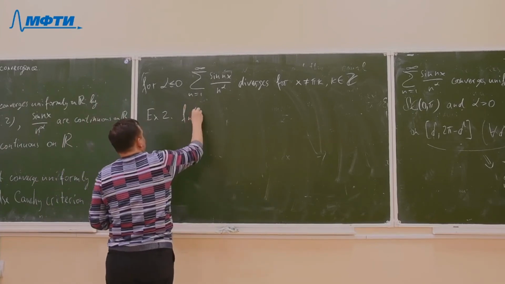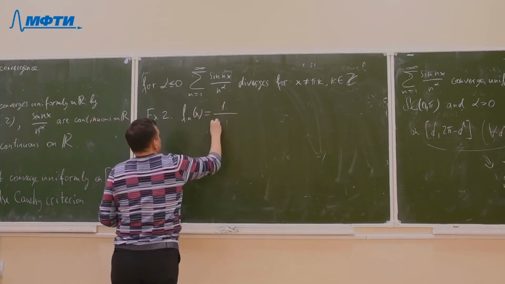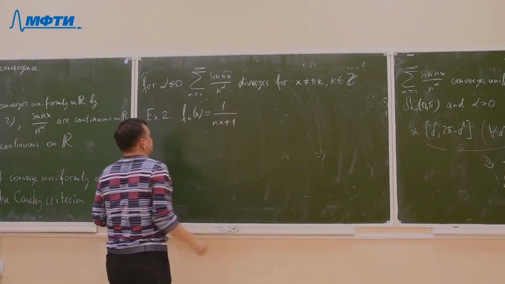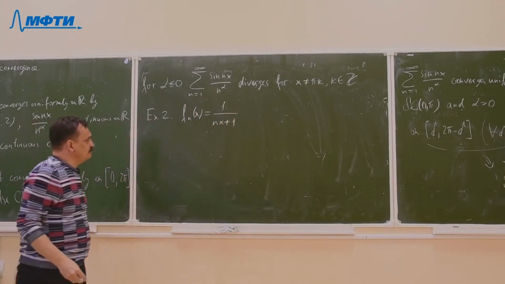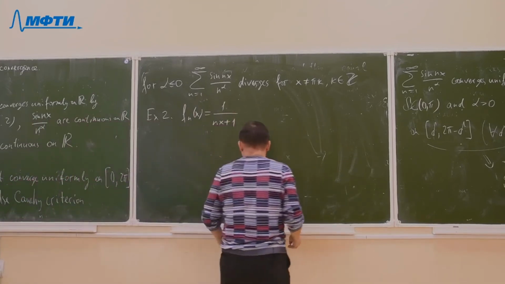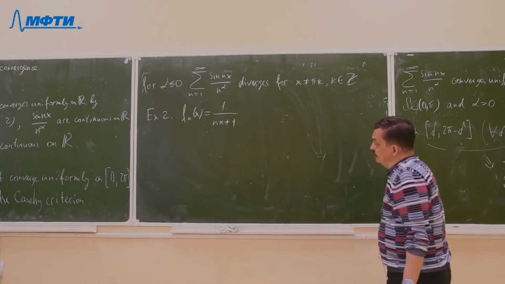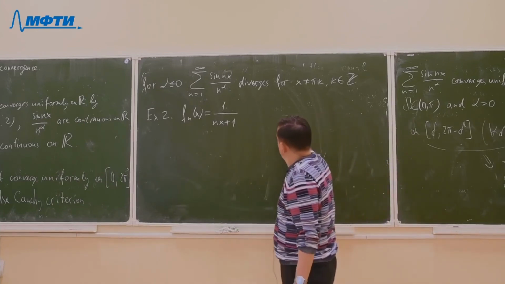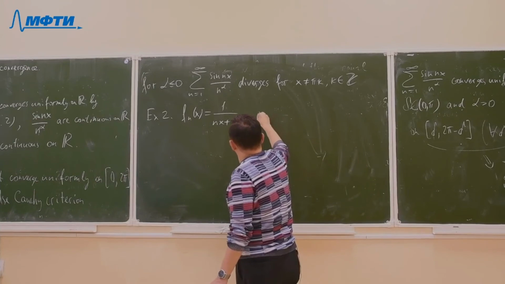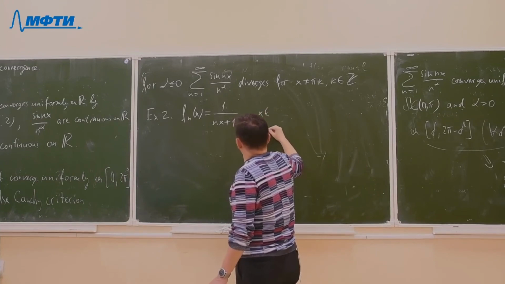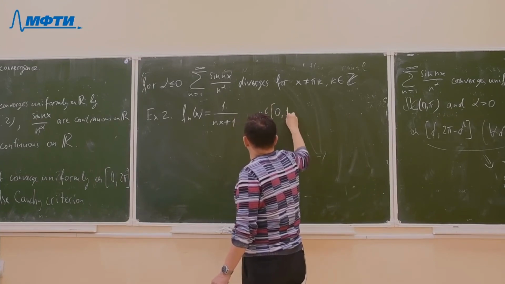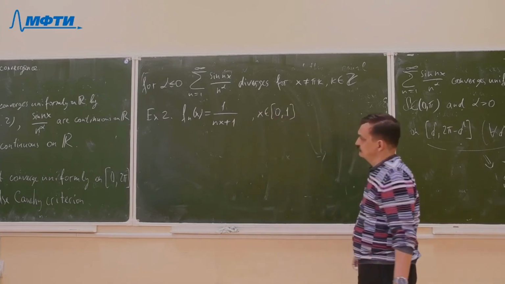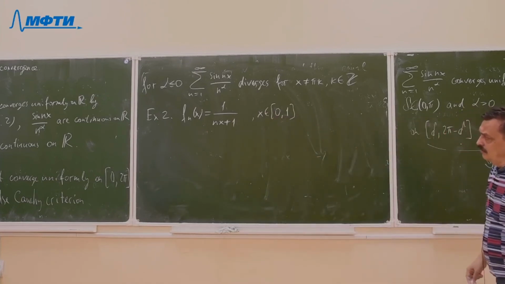f_n of x equals 1 over nx plus 1. So, look, let's consider x in [0, 1]. What happens then?